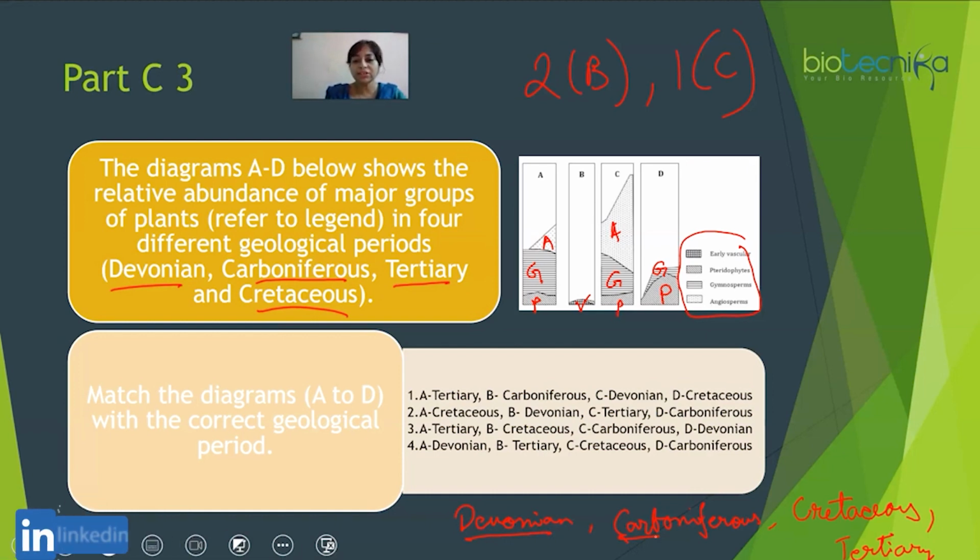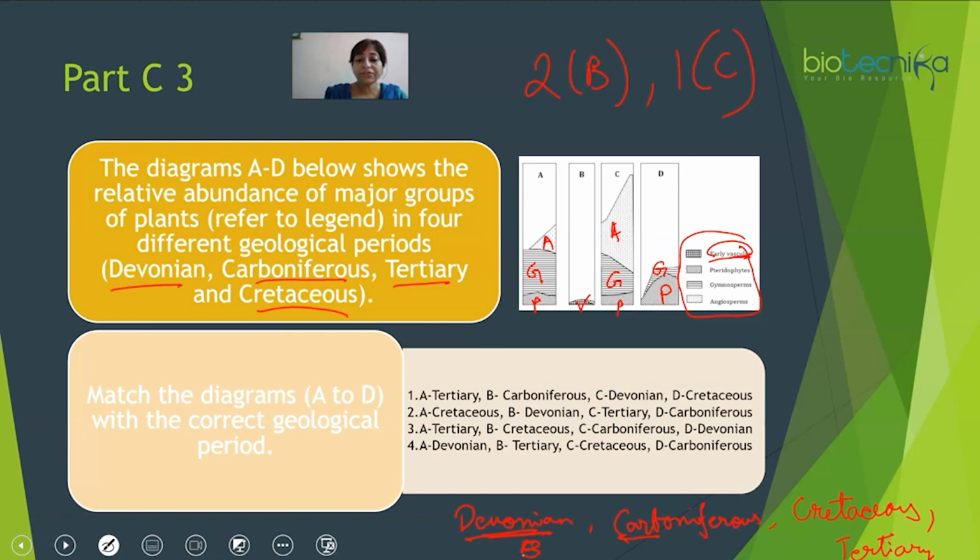Okay, now let's look at it. So pteridophyte, as you see, these are early vascular plants. So that should be the minimal basis, right? Because pteridophytes, gymnosperms, and angiosperms are all vascular plants. So the early evolution of vascular plants should be in the period that came first, which is the Devonian period. So B is Devonian. For Devonian, it is for sure B.